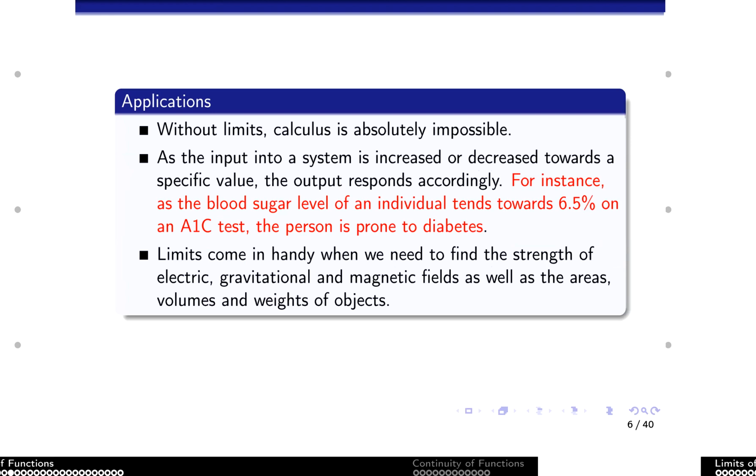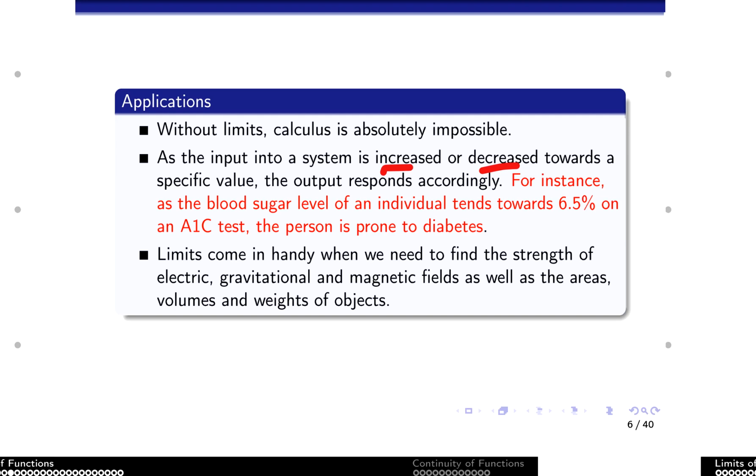So, as the input into a system is increased or decreased towards a specific value, the output responds accordingly. It's just like I told you initially, when you talk about a function, you have an input, which is the independent variable, and then it produces an output, which is the dependent variable. And that is a very good example of what happens in real life.